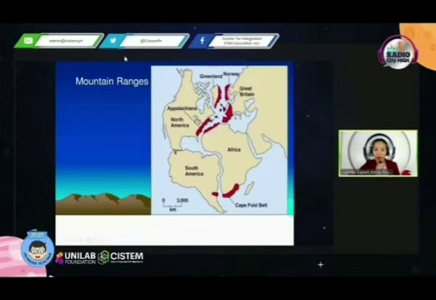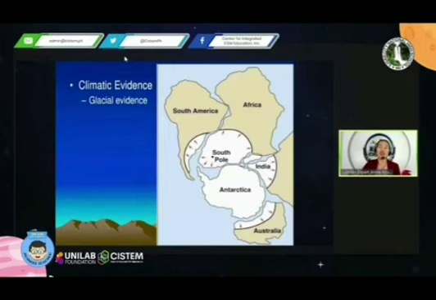You also have there the characteristics of the mountain ranges found in Greenland and Norway. They share the same characteristics, just like the mountain chains that were found in South America and Africa. Okay, so what does this one imply? So this implies that the continents were once connected to each other.